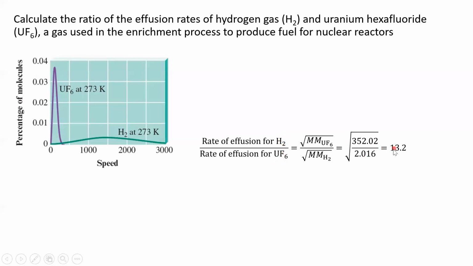And again, this will always be a number greater than one. It won't be a fraction or a decimal less than one, as long as we identify gas A as the lighter gas. So hydrogen effuses 13.2 times faster than uranium hexafluoride.